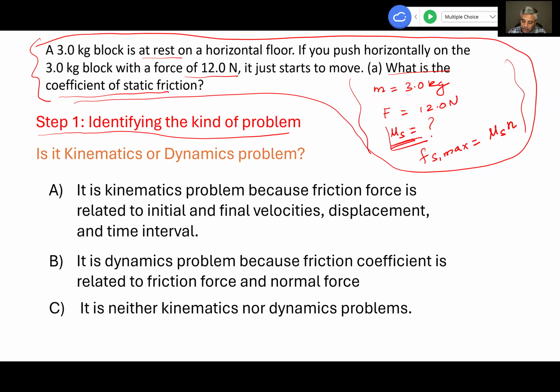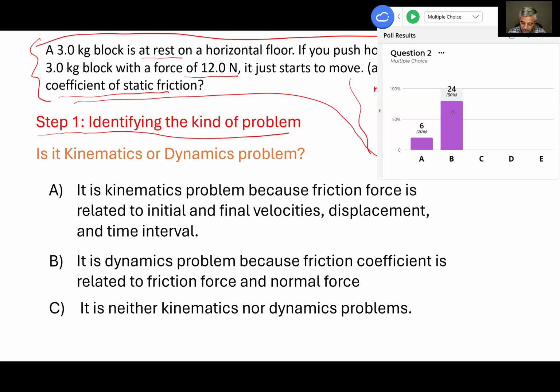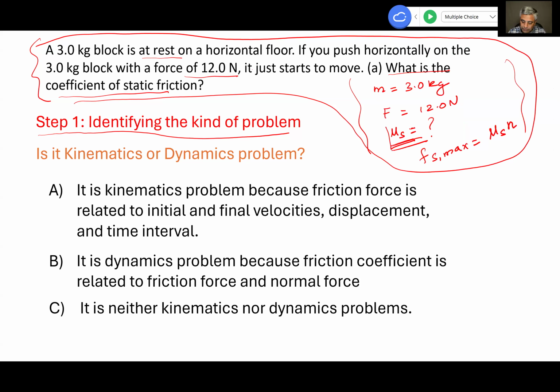Okay, let's see what we got here. So mostly B. So yes, it is a dynamics problem because it has force and mass. See, in kinematic equations, there are no forces or mass. Yes, there is acceleration, but no force or mass. In kinematic equations, there are initial velocity, final velocity, displacement, and time interval, right? Those we are not given, and we are not asked to find them here. So we cannot use that.